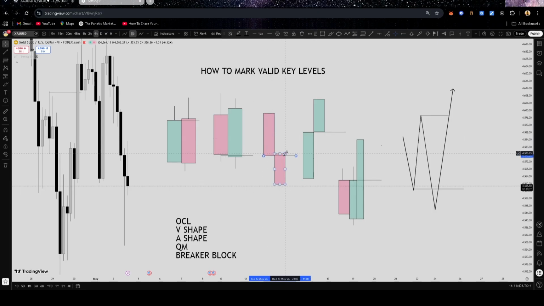If you can refine an OCL, you check all your time frames. Let's say this is an OCL on the 4 hours time frame, and on the 2 hours time frame is an OCL, on the 1 hour time frame is an OCL, on the 30 minutes is an OCL, then this key level is invalid for a buy or a sell.